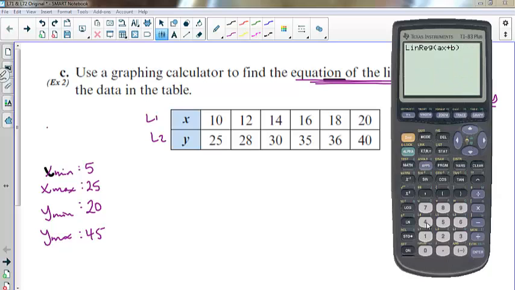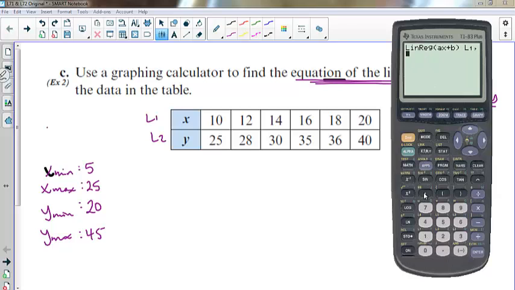Okay, you have to tell the calculator what data you want it to use. So to do that, on the blue calculator, you're going to hit second list. On the bigger calculator, you're going to hit second stat. And it brings up your L1, L2, L3, L4, 5, whatever. Okay, so we are using what two lists? L1 and L2. So I'm going to enter L1.